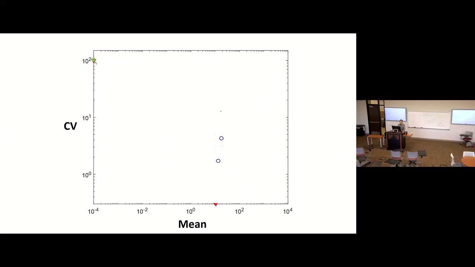Now we plot these two genes. They have a similar mean, okay? So the x-axis is the same for the two. Well, they have a very different CV. One is high, one is low. So this is high, so this will be immunoglobulin. This is the subunit of the ribosome.